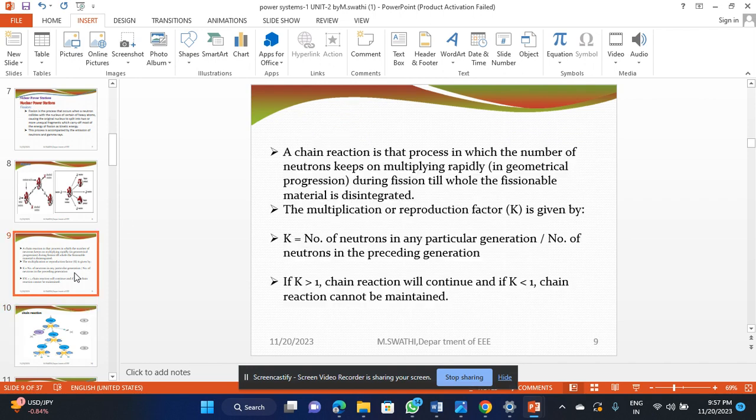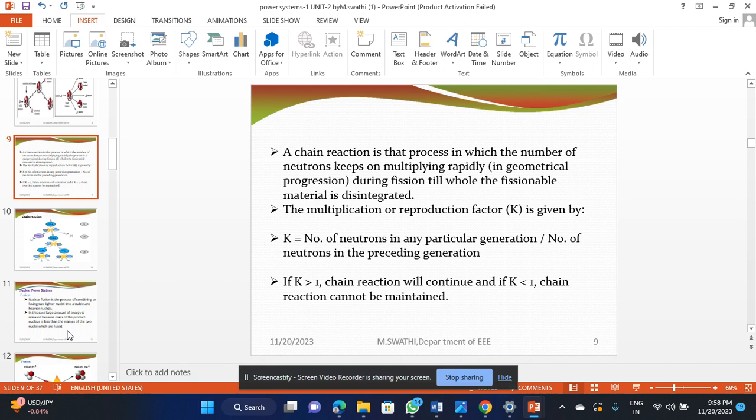So this chain reaction goes on in the nuclear fission process in the nuclear reactor. What is meant by chain reaction? It is the process in which the number of neutrons keeps on multiplying rapidly during fission till the whole fissionable material is disintegrated. The multiplication or reproduction factor is considered as K, given by the number of neutrons in any particular generation. If it is greater than 1, the chain reaction will continue. If it is less than 1, the chain reaction cannot be maintained. Okay, so that is the chain reaction.